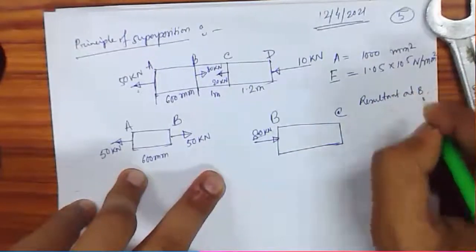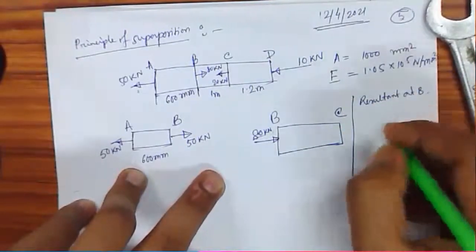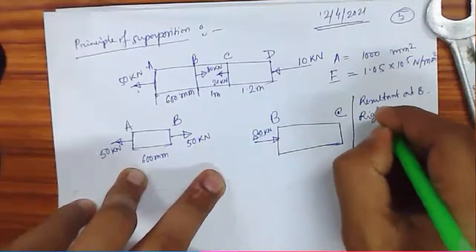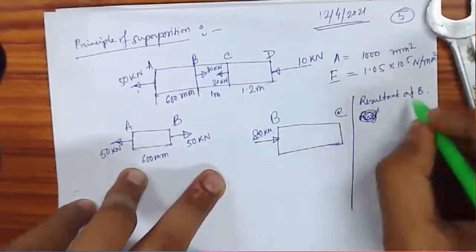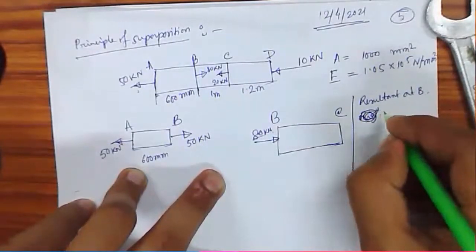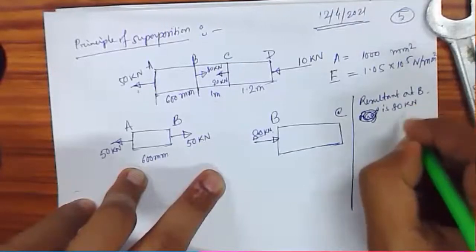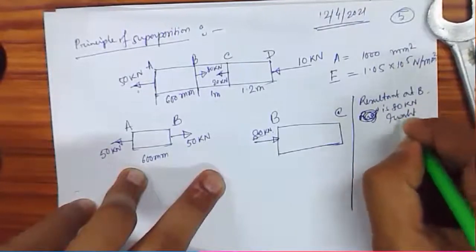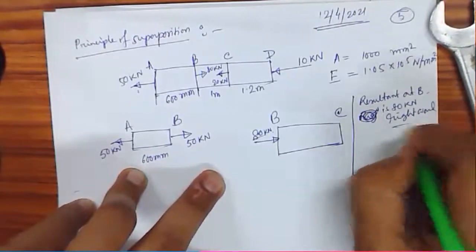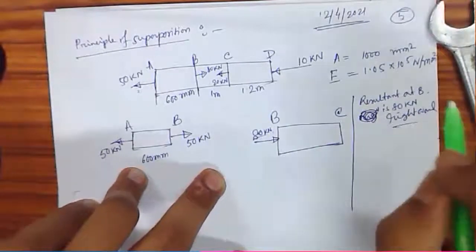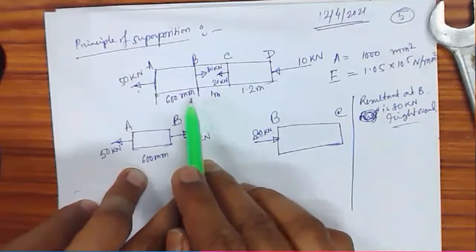Resultant at B, resultant force, resultant at B is 80 kilonewton rightward. From where are we getting it? From this master figure, from this given figure.